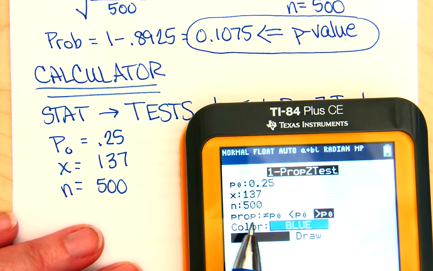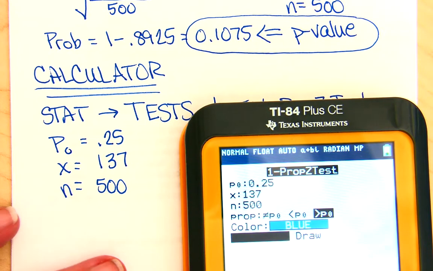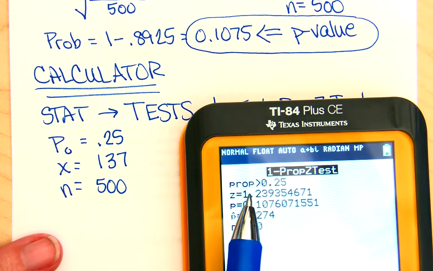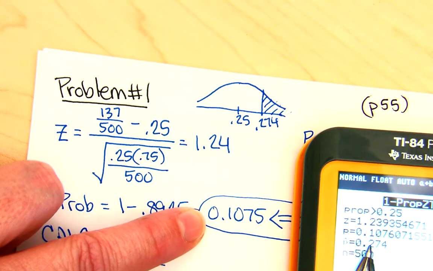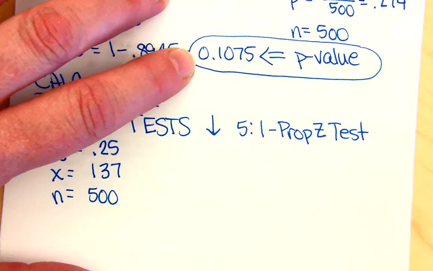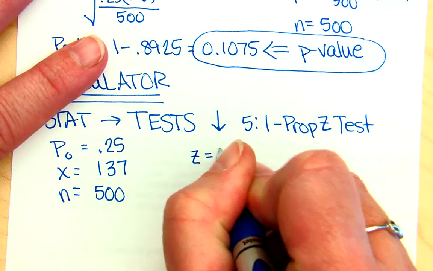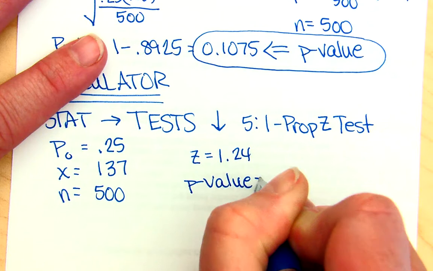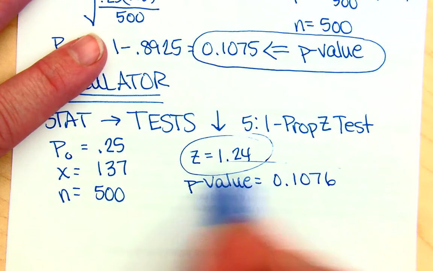Yeah, when you do this, if you put anything in here that's not an integer, it will give you an error. So if you get an error, that might be something to check. So then we want to calculate, and you see it gives you all this stuff. That z, there's our z, p-value right there. So it just gave us both of those by just putting in the numbers. So there's our z, there's our p.